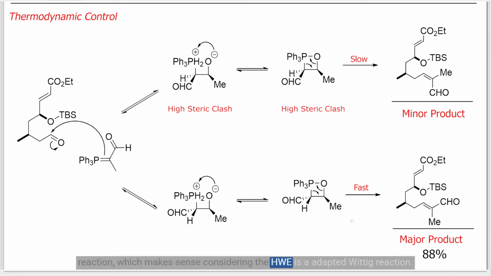So this reaction, as I've mentioned many times now, is very similar to the HWE reaction, which makes sense considering the HWE is an adapted Wittig reaction, with a key difference in that the Wittig reaction produces a stoichiometric amount of triphenylphosphine oxide, which is really hard to get rid of, and the HWE reaction instead produces a byproduct which is easily soluble in water.